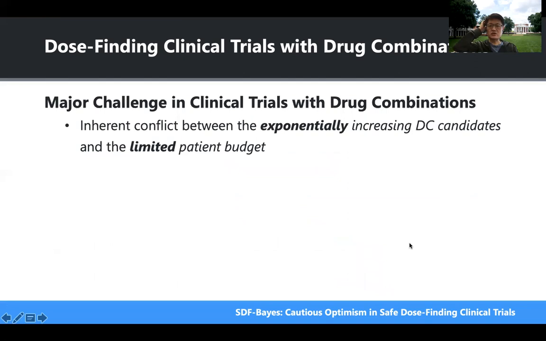The main challenge in clinical trials with drug combinations mainly comes from this fundamental conflict between the exponentially increasing DC candidates and the limited patient budget. On the one hand, the number of DC candidates increases exponentially with the number of drugs. On the other hand, we only have a limited number of patients. In reality, we are dealing with maybe a dozen, several dozens, or maybe up to 100 patients. However, the number of DC candidates can grow quite large. So how can we effectively learn the MTD with limited patient budget? This is really the key problem.